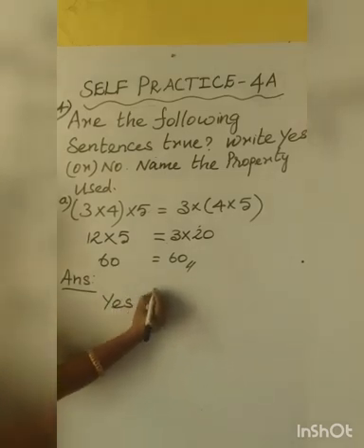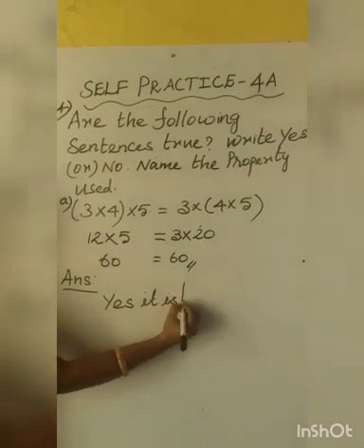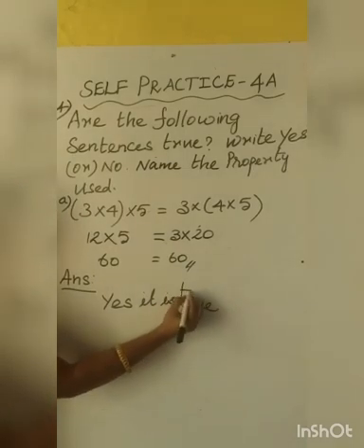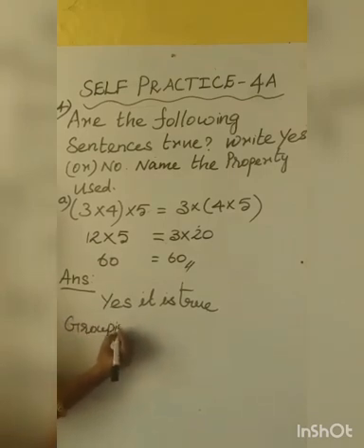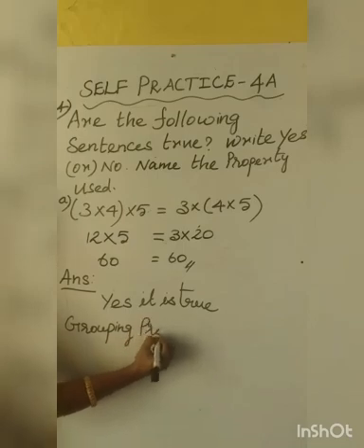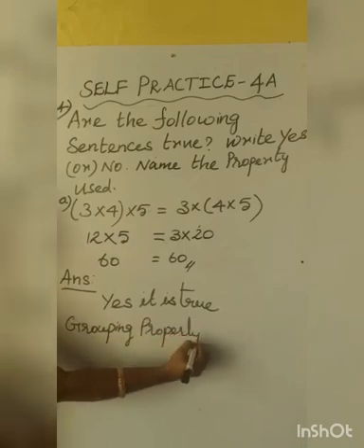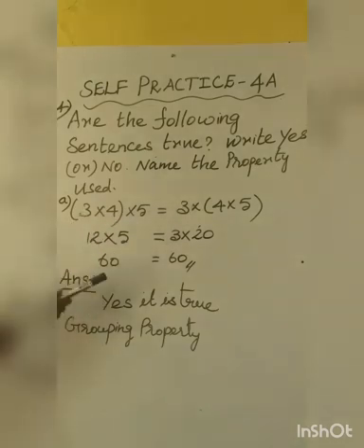Yes, it is true. Which property? Grouping property. Whichever property we have used. So what is grouping property? Even if we change the order of the group, what answer will we get? We will get the same answer. So first, you group the first 2 numbers, next you take the second and third number, but the answer is the same. So this property is also grouping property. The answer is true.